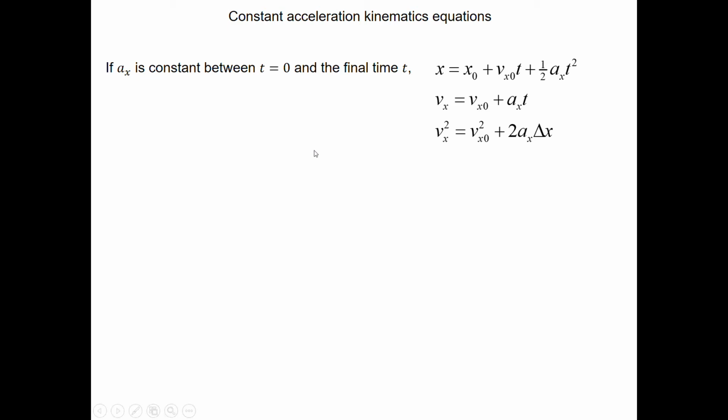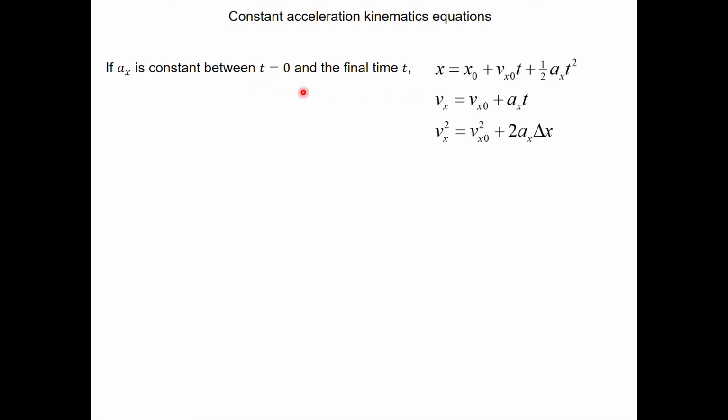All right, we have talked a little bit about these constant acceleration kinematics equations, which, again, it's important to remember, are only true if a_x is constant. That means you need to know what x means. You have to have defined your axes.